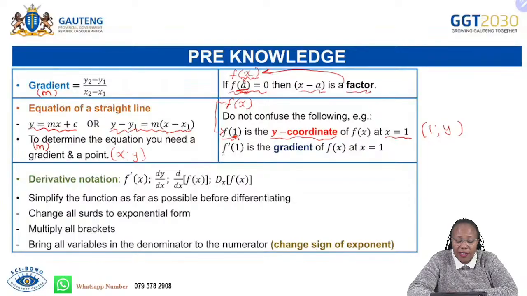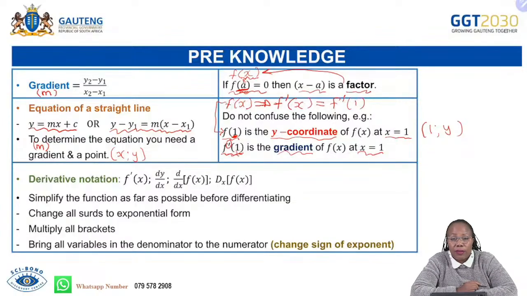But if now it is f derivative, it is having that dash on top there. This is now the gradient. You are now looking at the gradient where x is equal to 1. That means, grade 12, you must start by looking at the derivative of this function here. You start by deriving your function f at x. After deriving, now you substitute that with a 1. That is what we mean about that. The minute you have followed that method, that means you are looking for the gradient at x equals to 1.